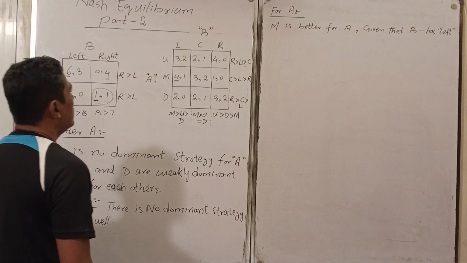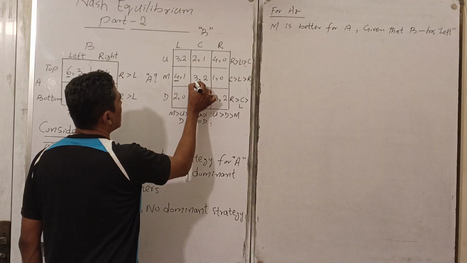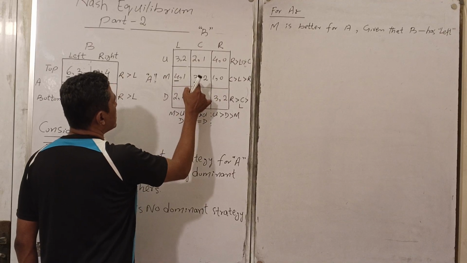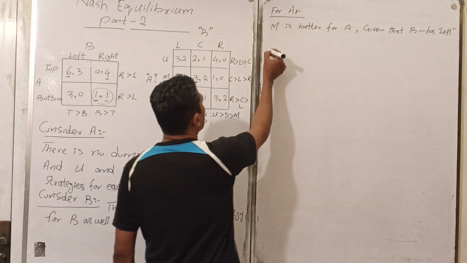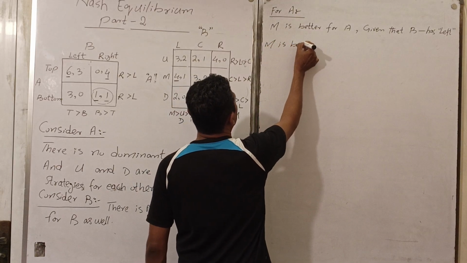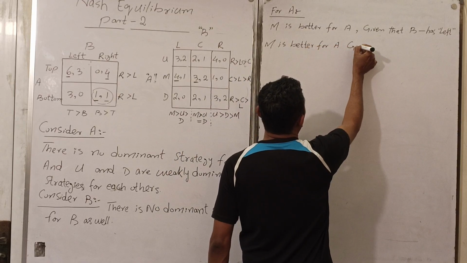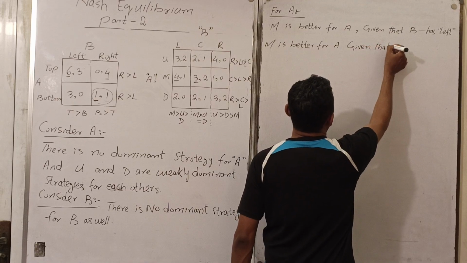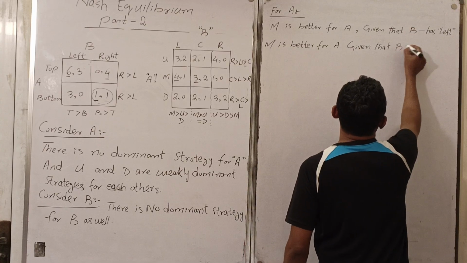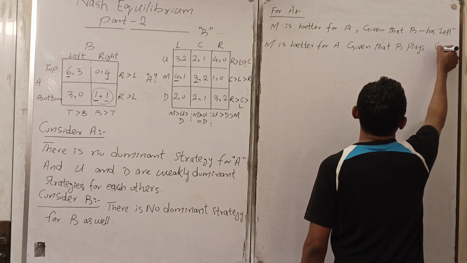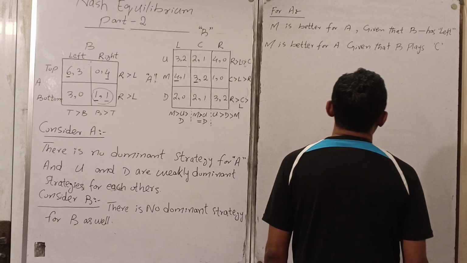Okay, now look at this one. Again, M is better than U and D. M is better for A given that B plays C.